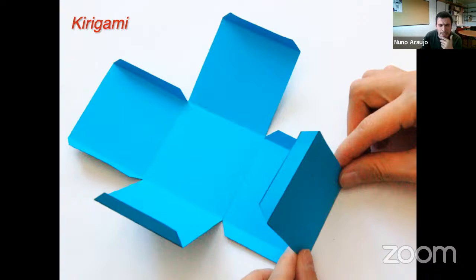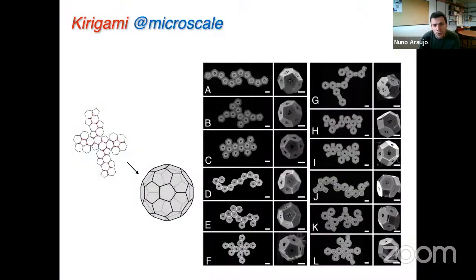So this is something that has been studied from many different perspectives. But what we have been looking at is how to do that at the micro scale. So the idea is that when you look into the micro scale, when the size of the panels is of the order of a micron, then thermal fluctuations are important. So you expect that the faces will be moving around in a random way due to thermal fluctuations.